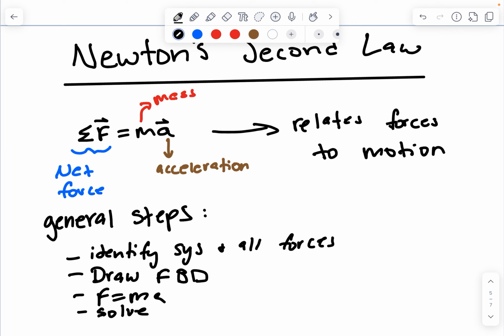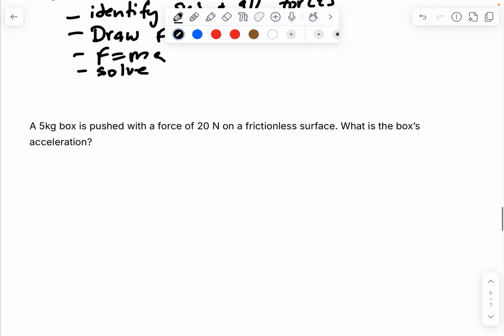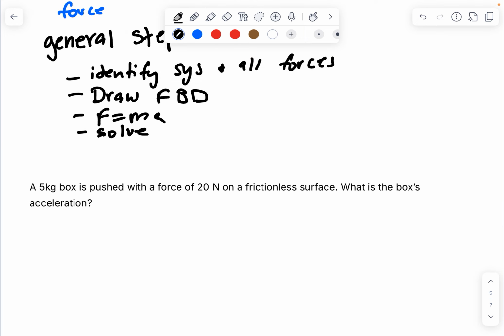So let's start with an easy example. We have a 5 kilogram box pushed with a force of 20 newtons on a frictionless surface. What is the box's acceleration? So first things first, we want to identify the system and all forces on that system. So our system in this case is a 5 kilogram box.